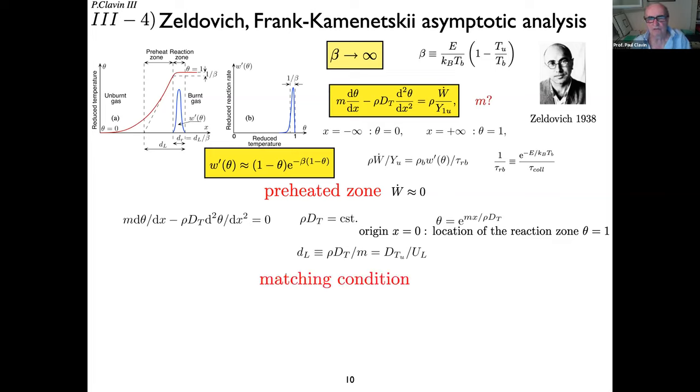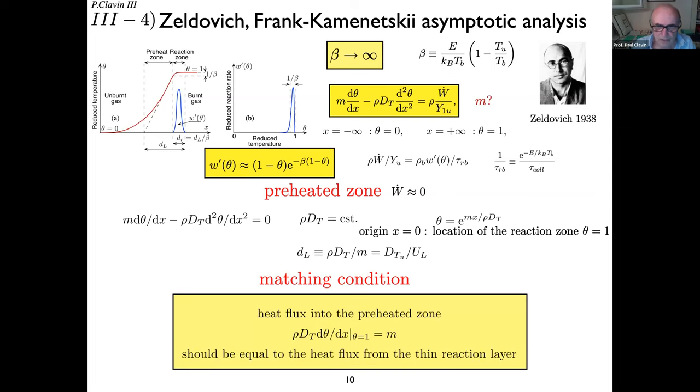And now you will solve this, Zeldovich and Frank-Kamenetskii, but I'm pretty sure that the main idea came from Zeldovich. Zeldovich was a student of Frank, not a student, he was young, and Frank-Kamenetskii. Zeldovich, who at that time was 38, he was 21 or something like that, he was very young.